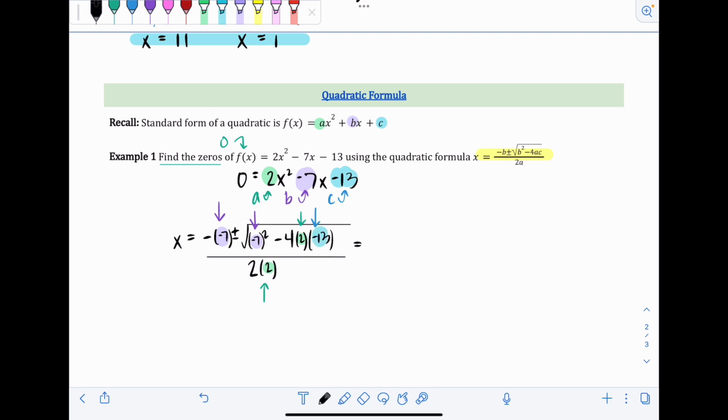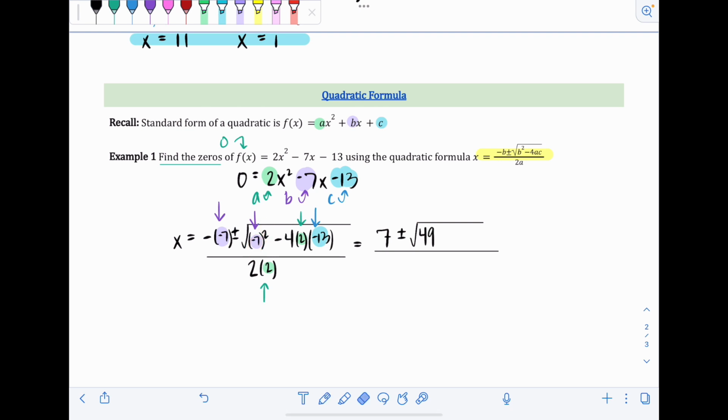And then now we can start simplifying. So I'm going to draw my line. Right here, negative, negative 7. If you have a double negative, that turns into a positive. So this will turn into a positive 7 plus or minus the square root of negative 7 squared, that means negative 7 times negative 7. So that would be positive 49.